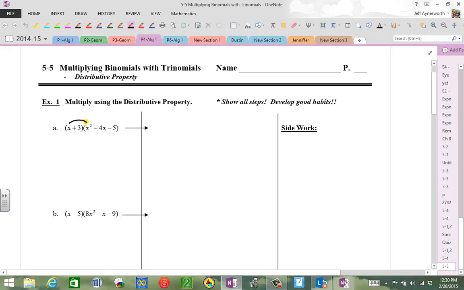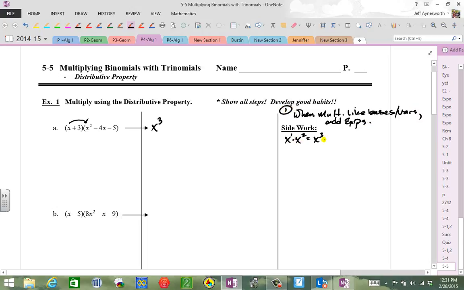First times first. X times x squared, well, that's x cubed. So I'm going to start off with x cubed. When you multiply like variables, or like bases, you can say bases, you can say variables, it doesn't really matter, you add the exponents as you guys already know. So that's one key concept right there.